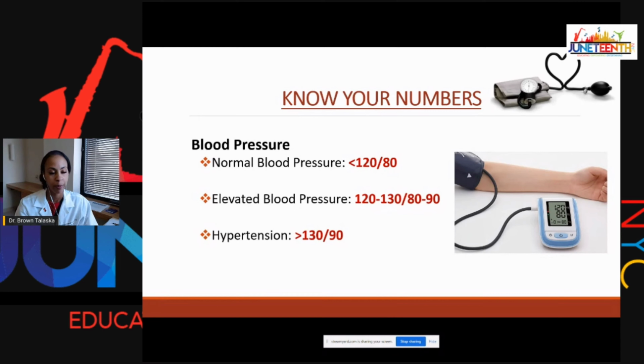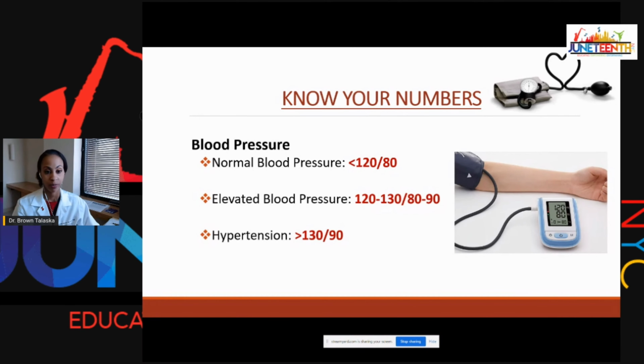Next number is blood pressure. So we have a normal blood pressure, we've got an elevated blood pressure, and what meets criteria for hypertension. So I want to clarify this slide and say normal blood pressure is less than 120 on the top over less than 80 on the bottom, right? So it's not that 120 or less on the top and then whatever number on the bottom is okay. We want less than 80 on the bottom.